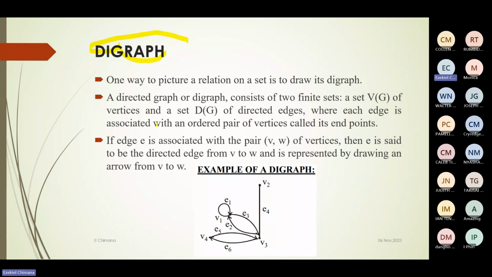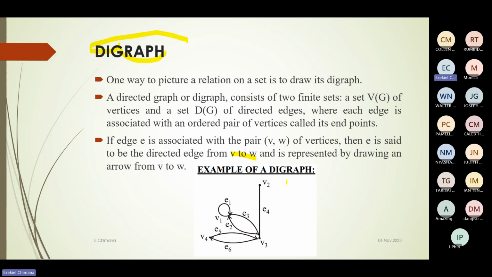It's just like from one node to another node. Those are the edges, and the vertices are the nodes. So if edge E is associated with the pair (V, W) of vertices, then E is said to be the directed edge from V to W, and is represented by drawing an arrow from V to W.